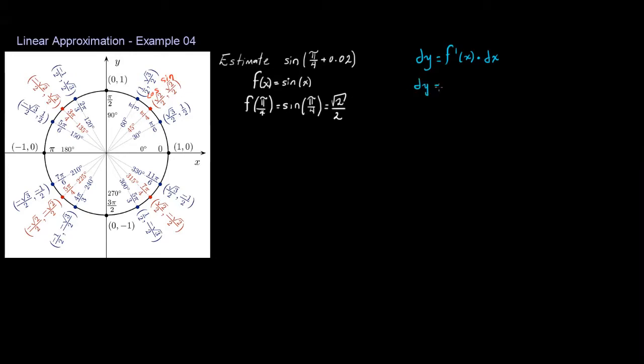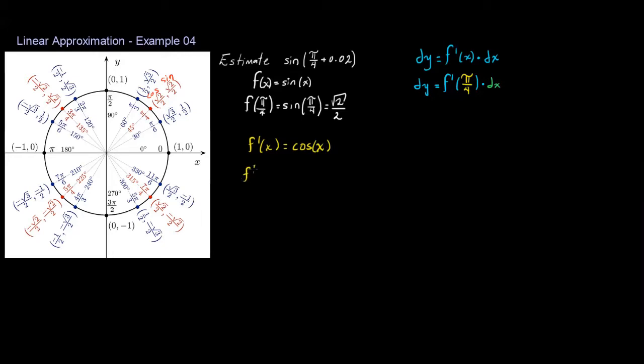So in terms of dy, what we're looking for is f prime of pi over 4 times the differential of x. I'm going to use green for the differential of x. Now let's look for each part of this dy formula. Let's start with the first one, f prime of pi over 4. If f of x is sine of x, its derivative f prime of x will be just cosine of x.